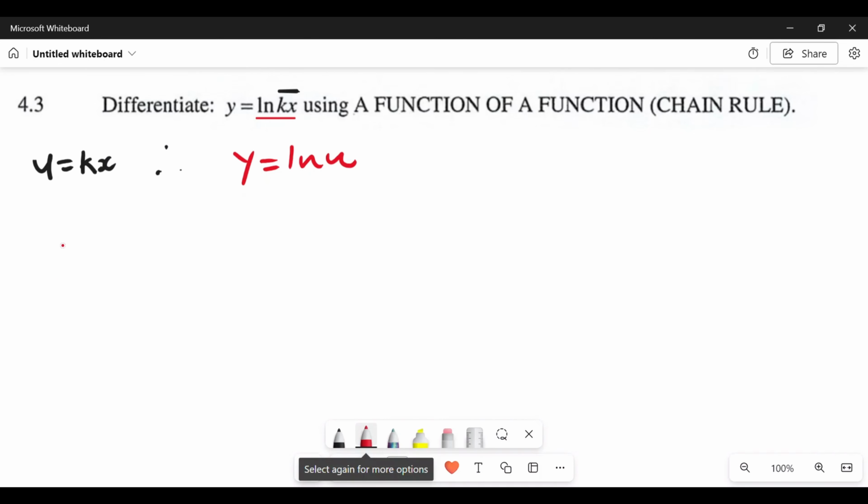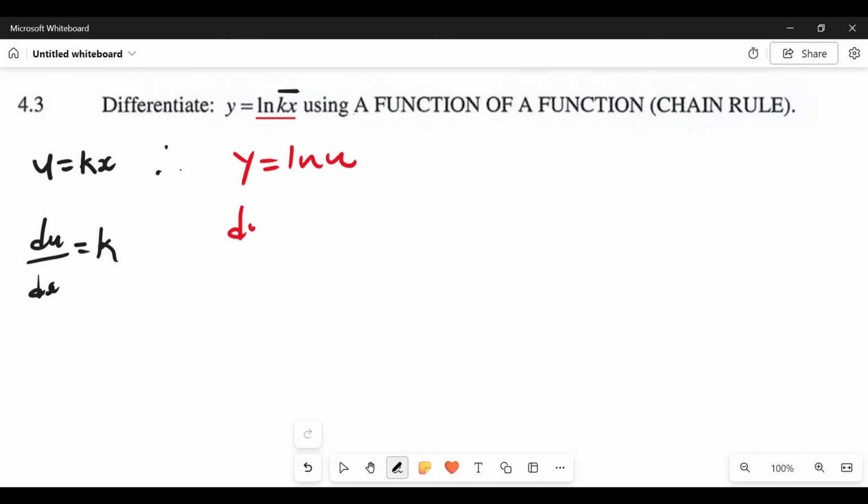Now we need to differentiate both these equations. Let me start with u. When you differentiate u, it's du over dx, because we are differentiating u with respect to x. What is the differentiation of kx? The answer is k. There we go. Now let's look at dy over du. This is a natural log, so when you differentiate natural log, it's 1 over u.